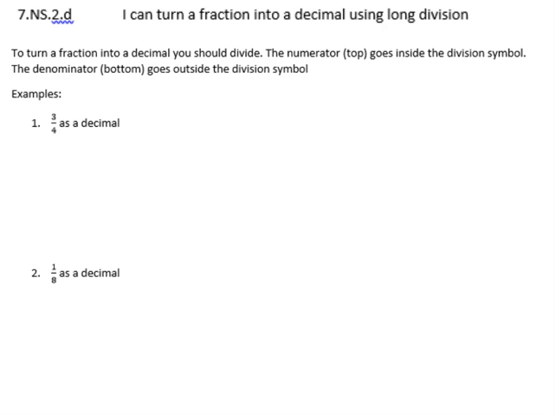I can turn a fraction into a decimal using long division. To turn a fraction into a decimal, you should divide, and the numerator, or the top, goes inside the division symbol, and the denominator, or the bottom, goes outside. So for example, 3/4. The 3 is going to go inside the division symbol, and the 4 goes outside.